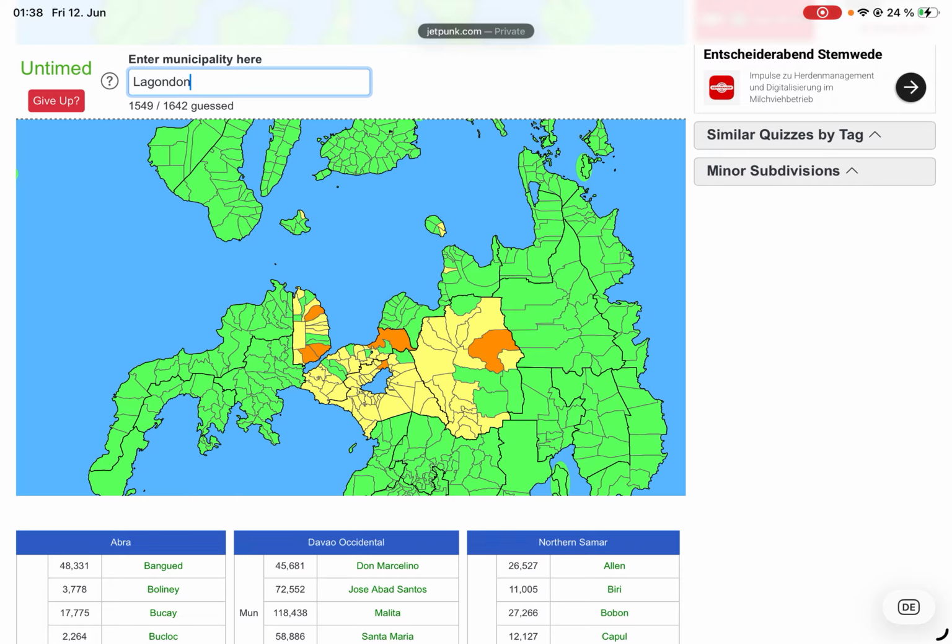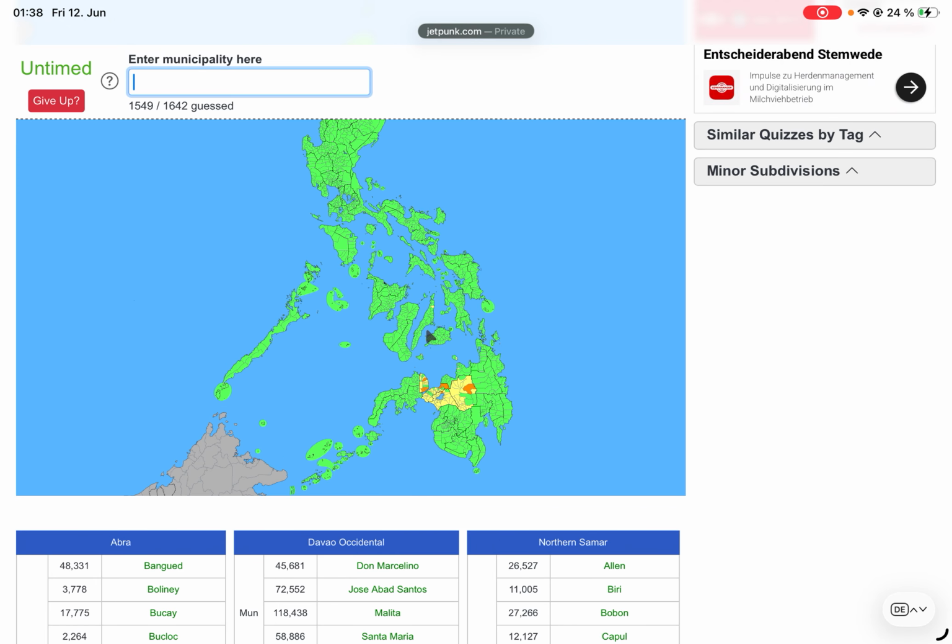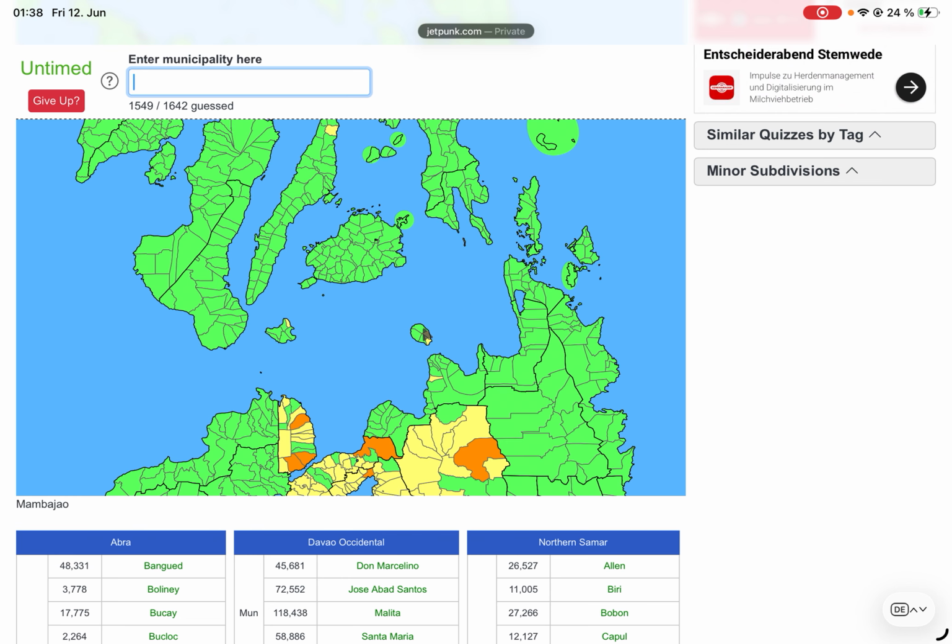Lagonglong. I could swear it's something like this. It's like at most one letter is wrong for this municipality, but anyways. So let's continue with Camiguin. I've mentioned it a couple of times before when we spoke about Catarman, which is also the capital of the northern Samar province. And of course, we already typed in the Mambajao capital of Camiguin. So we just have two left here. One of them is Mahinog, and the other one is Guinsiliban.